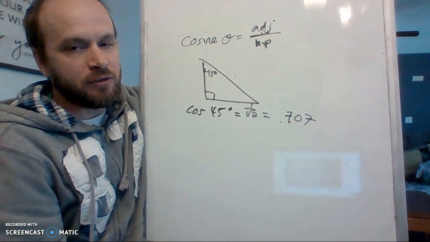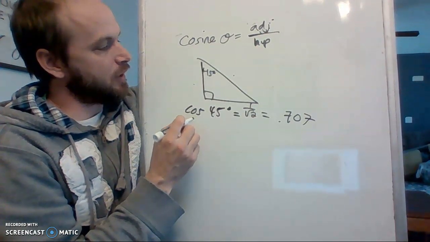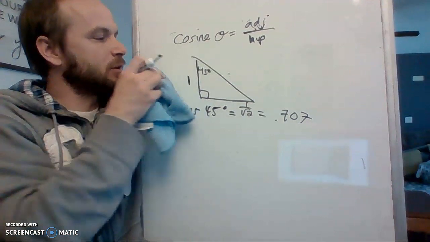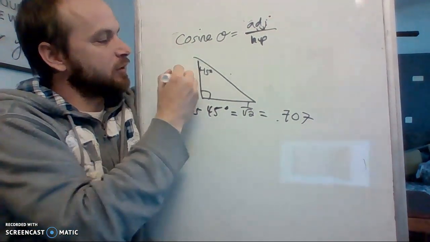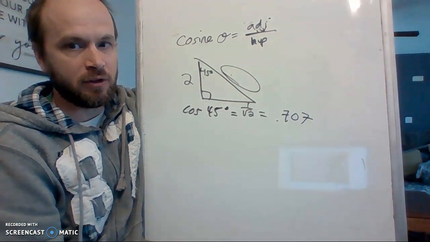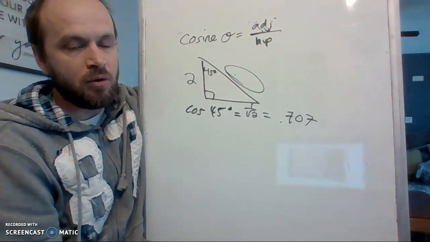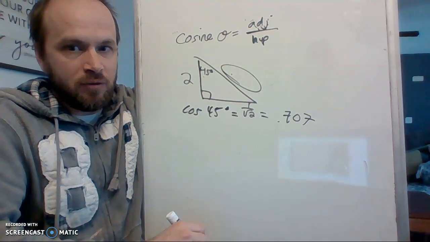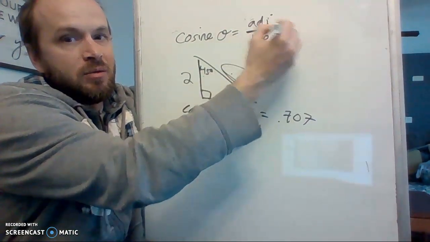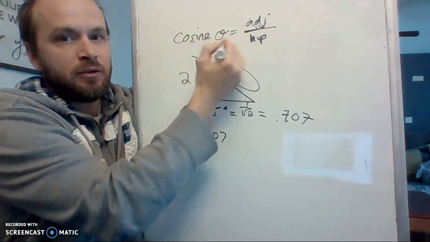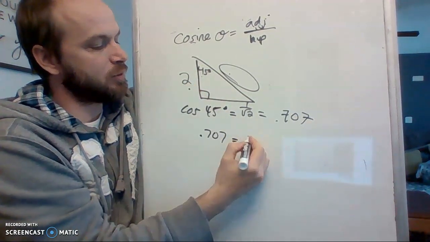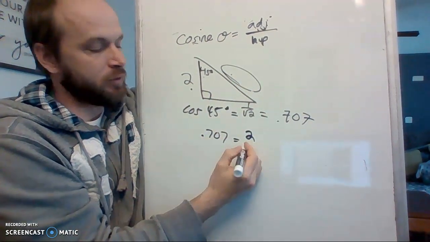And then if you needed to solve for one of these unknowns, let's do a little bit harder one. Let's say they said this side was 2, this is a 45-degree angle, and I want you to find the hypotenuse length. That's a question you might come up with. First, you can just type cosine of 45 in your calculator and get 0.707. Then it's going to equal the adjacent side, which is 2 in our case, over the unknown, which is x.